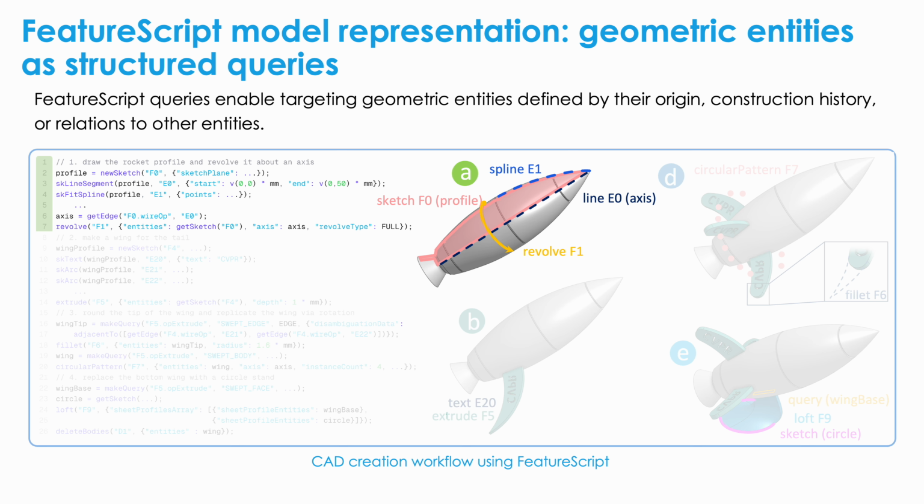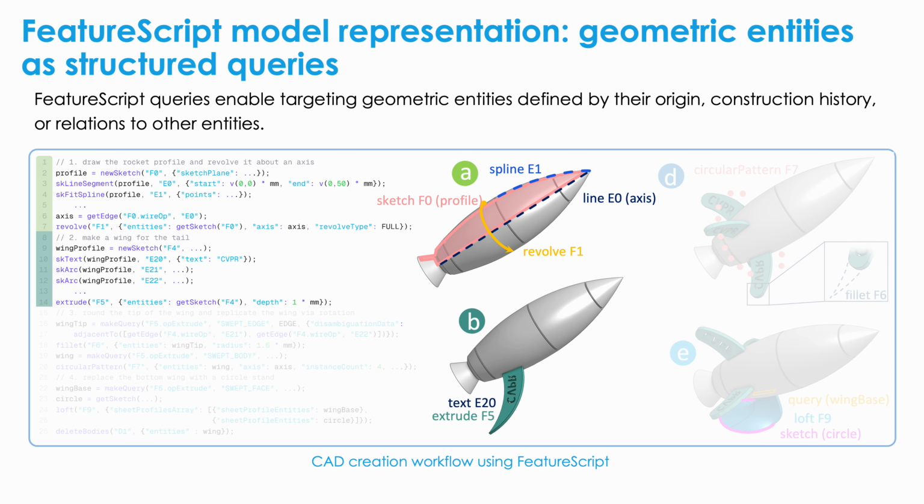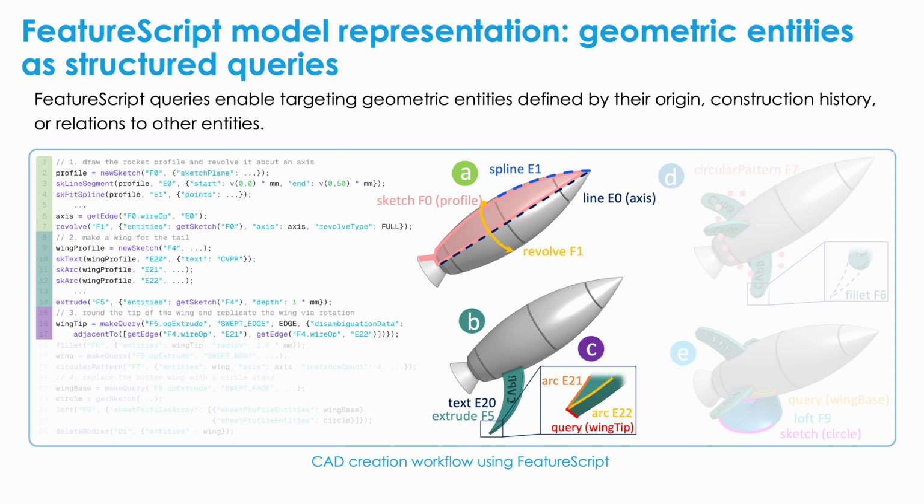First, we revolve a sketch to make the body of the rocket, and extrude a sketch to make a wing. Next, we want to round the sharp edge of the wing using a fillet operation. Notice that this edge is not explicitly defined in the code, so we identify it using a query as the edge created by extruding the junction between the arcs of the wing profile.